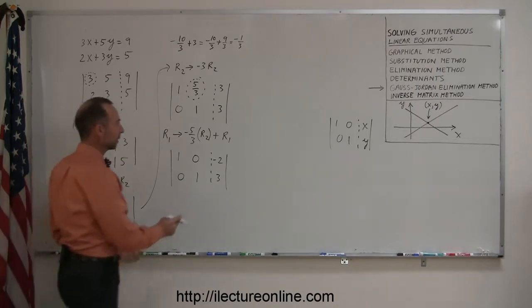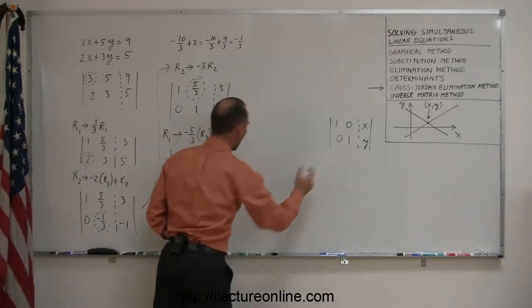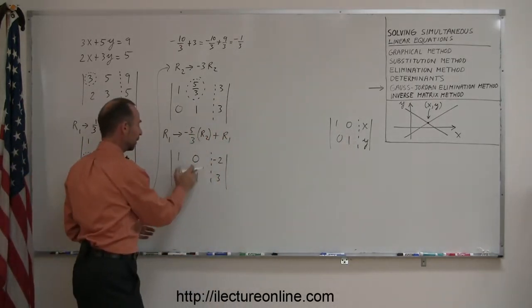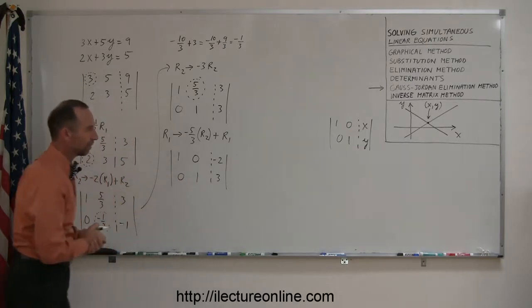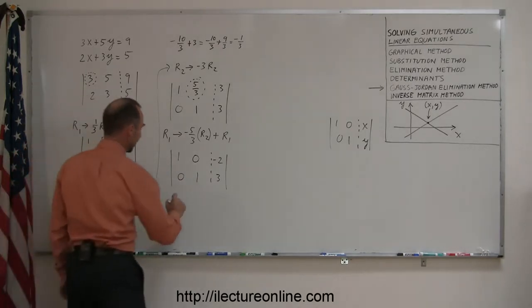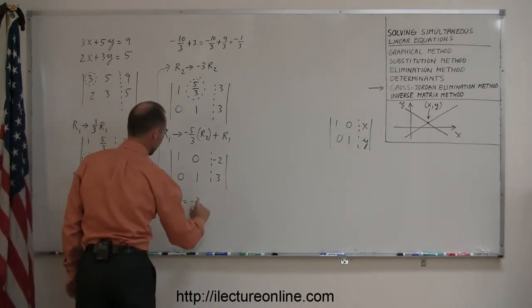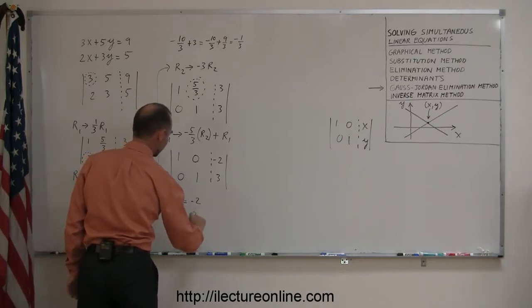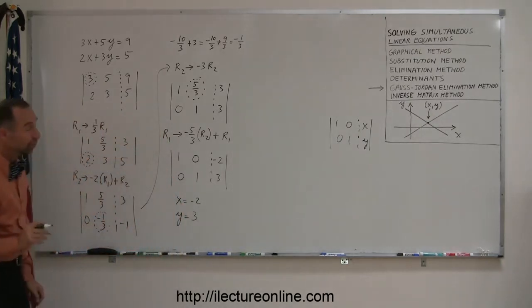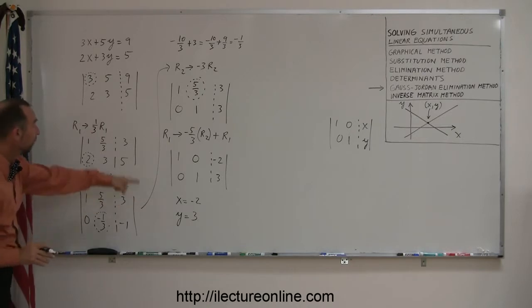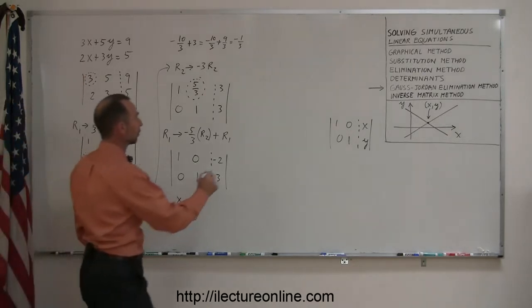And now I'm done, because I have the exact values for x and y. I have 1, 1, and 0, 0 on the left side, so that's how I know I'm done. And I can then say that x equals -2 and y equals +3. And just to make sure we did it correctly, let's plug those values back in the original equations. So we're going to check.